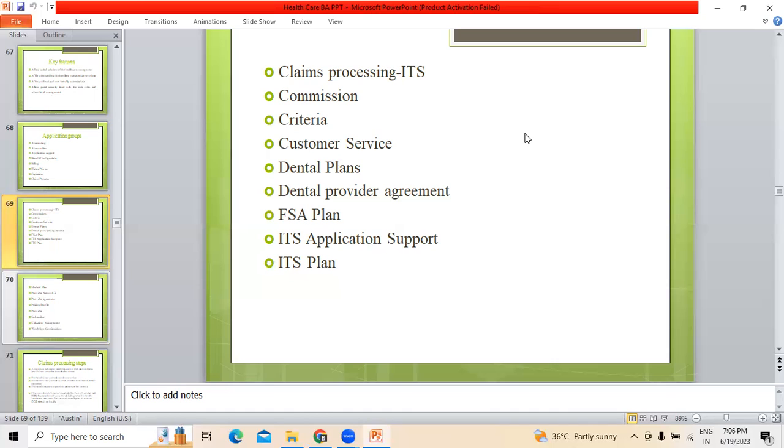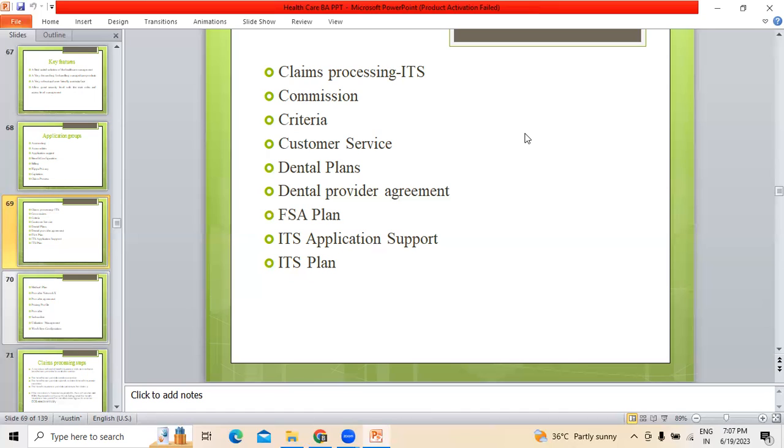Next, about dental plans, dental provider agreements. Next is about FSA plans. FSA plans means flexible spending account plans, as we call it. Usually with flexible spending account plans we have to see the kind of information or the kind of money people were putting in. So this also comes under FSA planning, all that stuff.